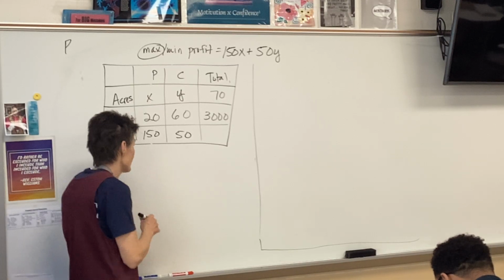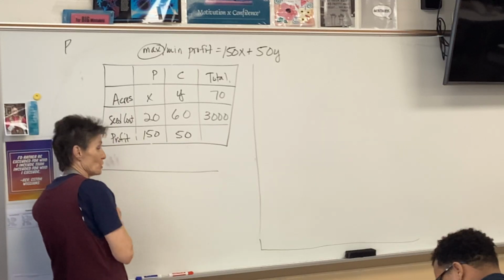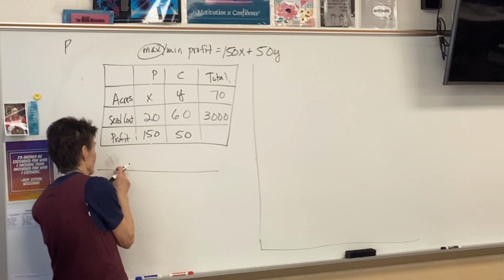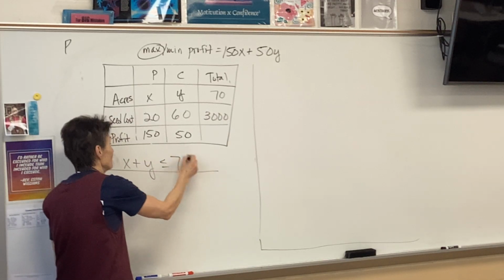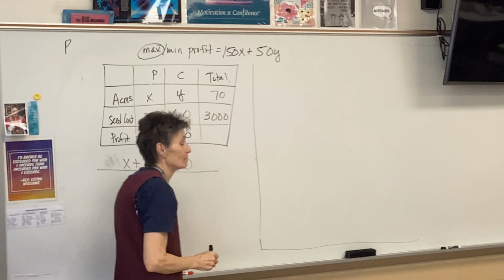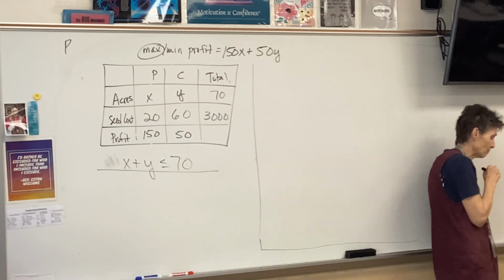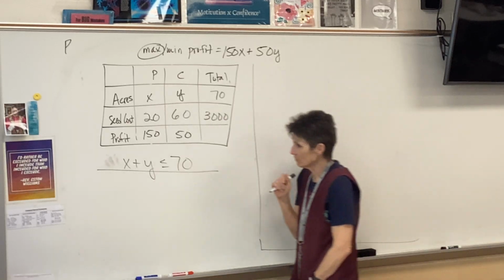Now let's write our constraints. Which one equation can you get out of here? X plus y is less than or equal to 70. Very good. However many acres he plants, he can't plant more than 70, because that's all the ground he owns. All right, got another one?